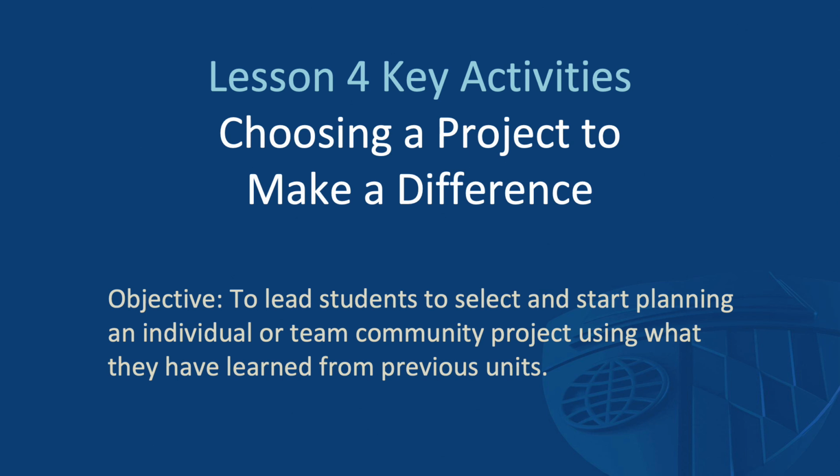The title of Lesson 4 is Choosing a Project to Make a Difference. The main learning objective for the fourth lesson in Unit 5 is to lead students to select and start planning an individual or team community project using what they have learned from previous units.